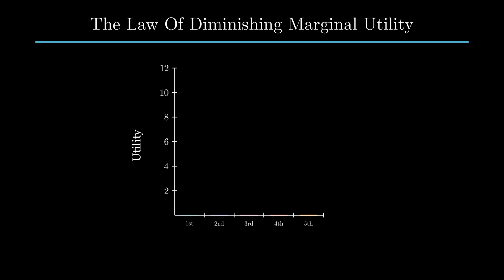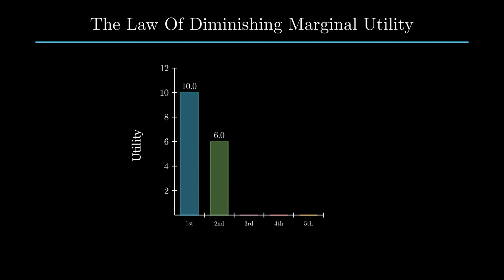The first chocolate bar might be delicious and it gives you a lot of satisfaction. Let's say 10 points. The second one is still good, but not as exciting as the first one, so it might give you 6 points of satisfaction. The third one, you are kind of forcing it, so just 3 points. The fourth one, you are full, so 0 points of satisfaction. The fifth one, you might feel sick, so let's assign it -2 points.